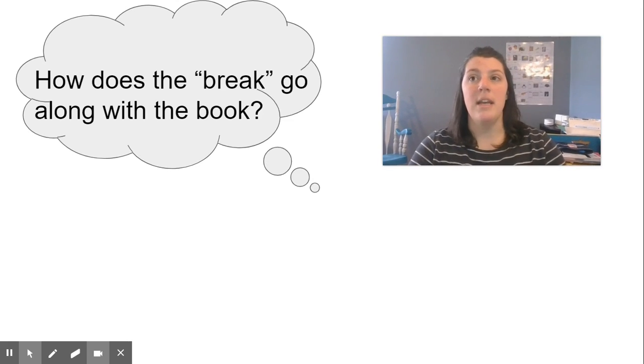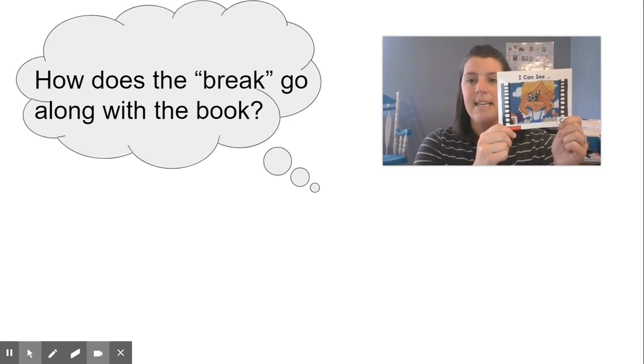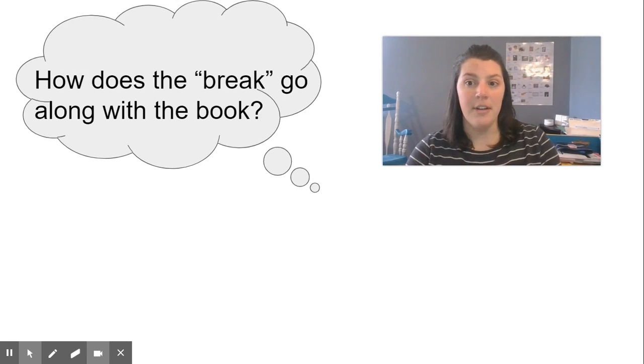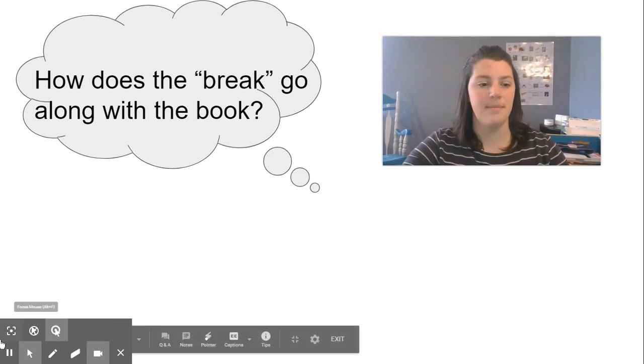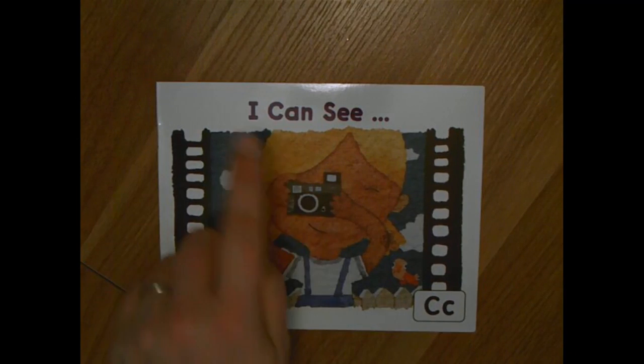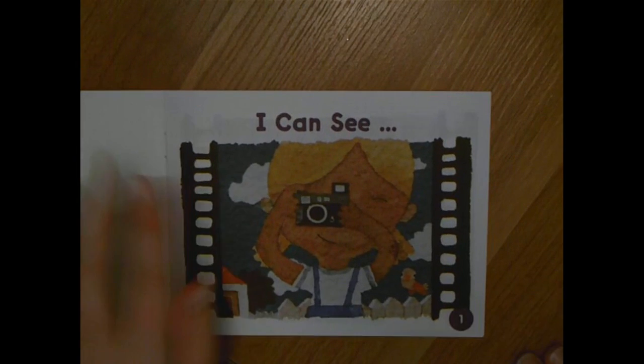Now, let's look at that in a book. I have a new book I'm going to show you called I Can See. And there's a pattern, but when I get to the last page, the pattern breaks. So I need your help to figure out how that break goes along with the book. So here's my book, I Can See. When I start to read this book, I can see.